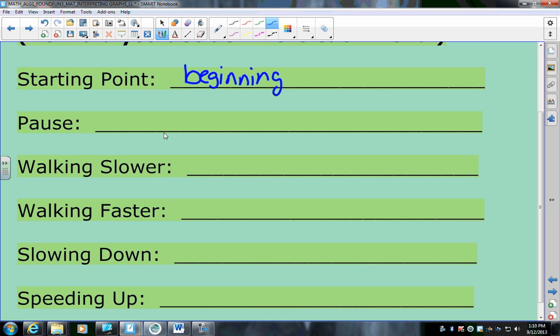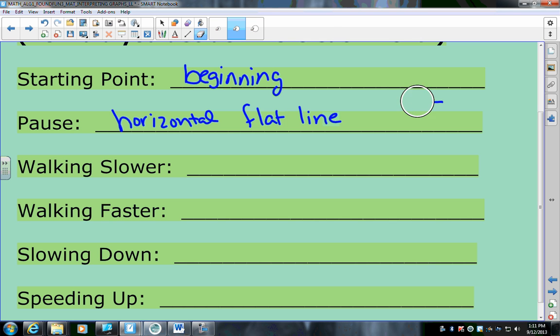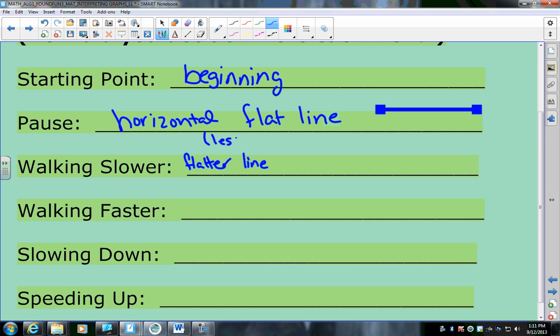A pause was a horizontal, flat line that looked like this. Well, maybe not that, maybe a little flatter. There we go. When you were walking slower, that was a flatter line, or you could write less steep, either increasing or decreasing.